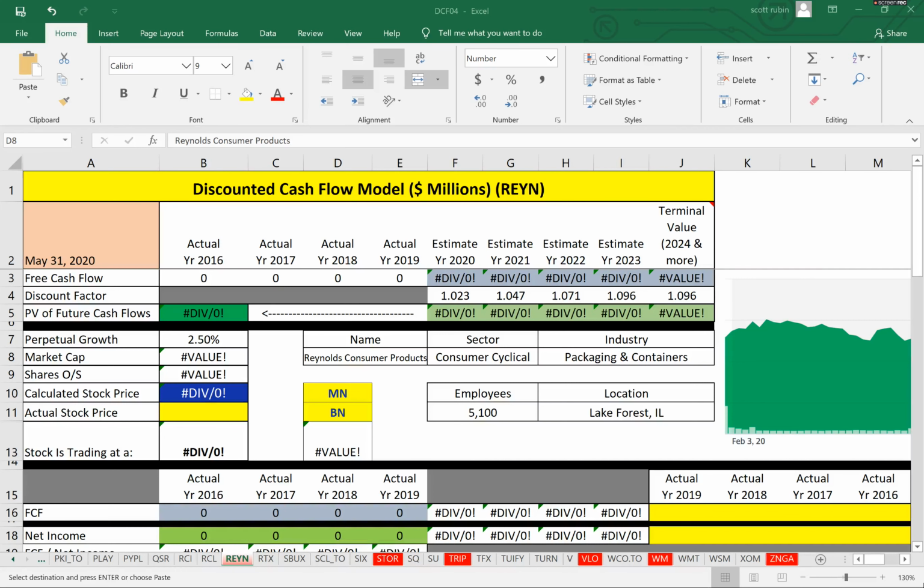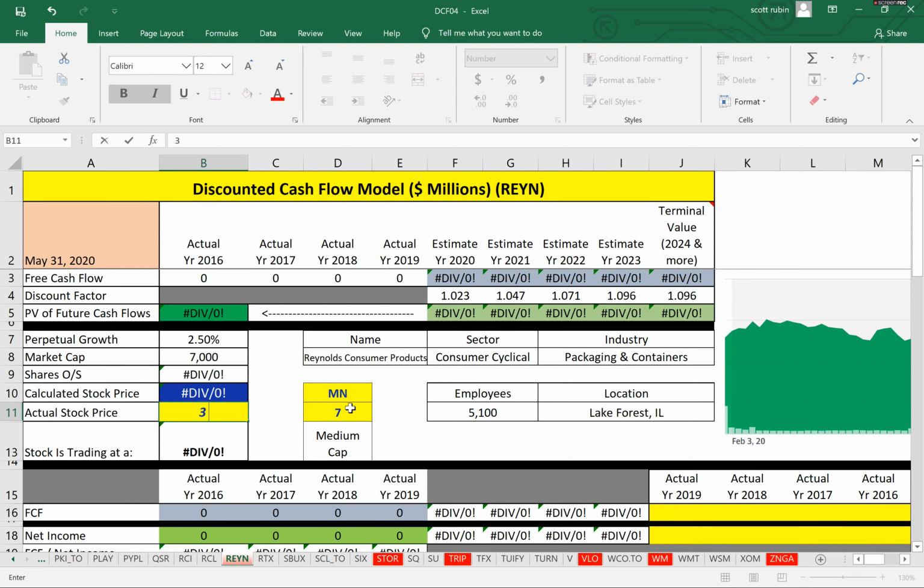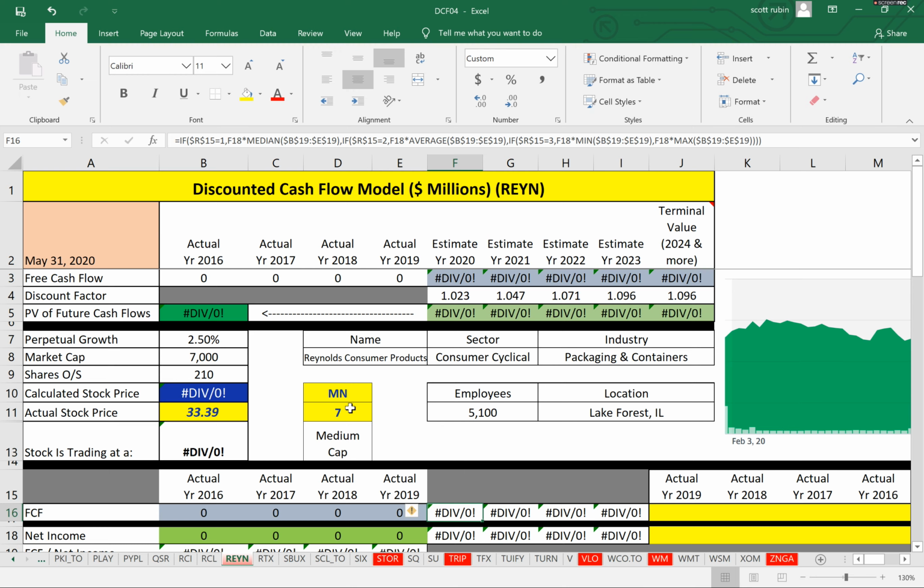We're going to calculate the stock price for Reynolds Consumer Products. First, we need the market cap, which is $7 billion, and then the stock price, $33.39. So if you take the market cap divided by the stock price, you get the shares outstanding, which is 210 million. Next, we need the free cash flow.